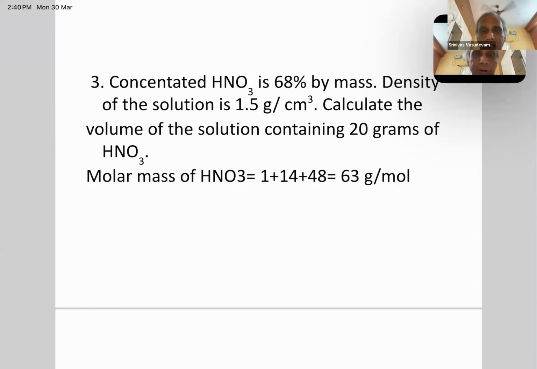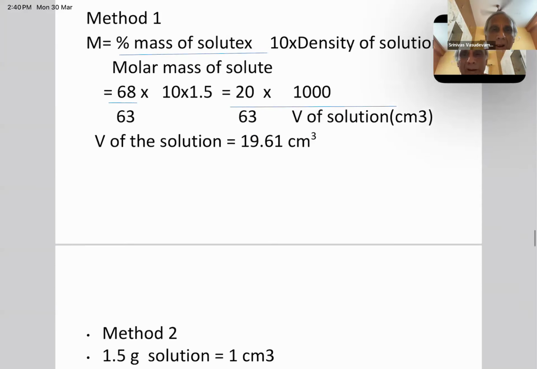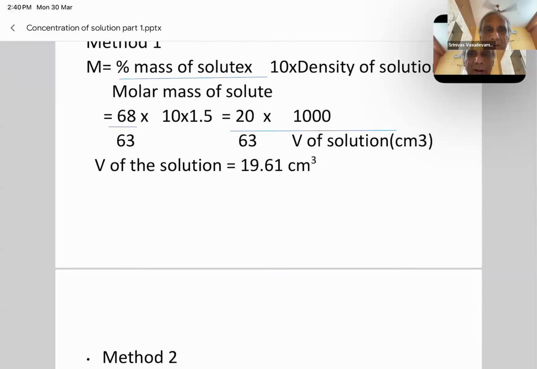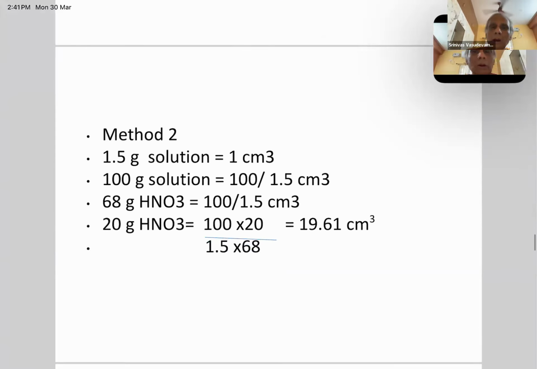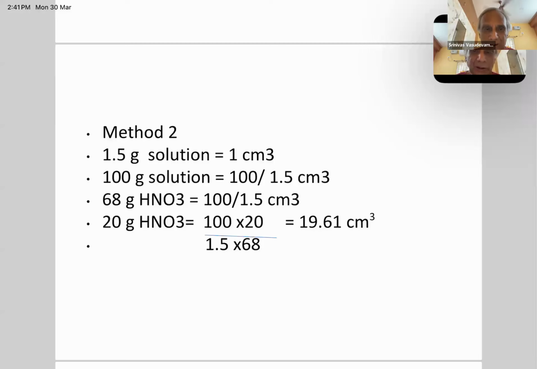I can equate the two equations and find out the volume occupied by 20 grams of nitric acid. In terms of percentage mass, it is 68 by 63 into 10 into 1.5. Then in terms of mass by molecular mass into 1000 by volume, that is 20 by 63 into 1000 by volume. So I can write 68 by 63 into 10 into 1.5 is equal to 20 by 63 into 1000 by volume of solution. By using this equation, I can find the volume of solution is equal to 19.61 centimeter cube.